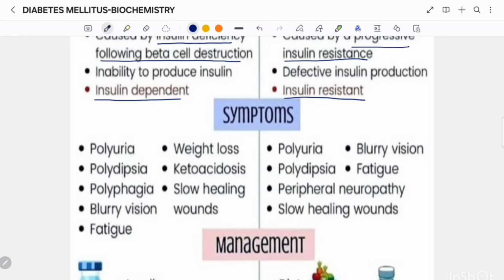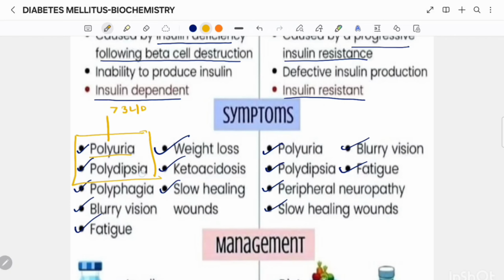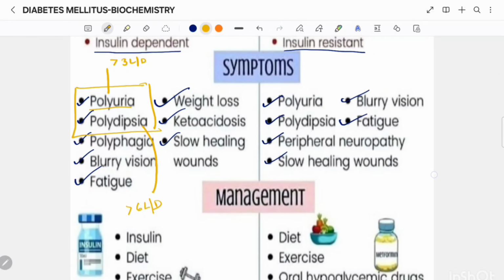Then what are the common symptoms? These are polyuria, polydipsia, polyphagia, peripheral neuropathy, slow healing wounds, blurring of vision, fatigue, weight loss, and ketoacidosis. Polyuria and polydipsia are the classical symptoms of diabetes. When urine output is greater than 3 liters per day, it is called polyuria, and polydipsia is defined when water intake by the body is greater than 6 liters per day.